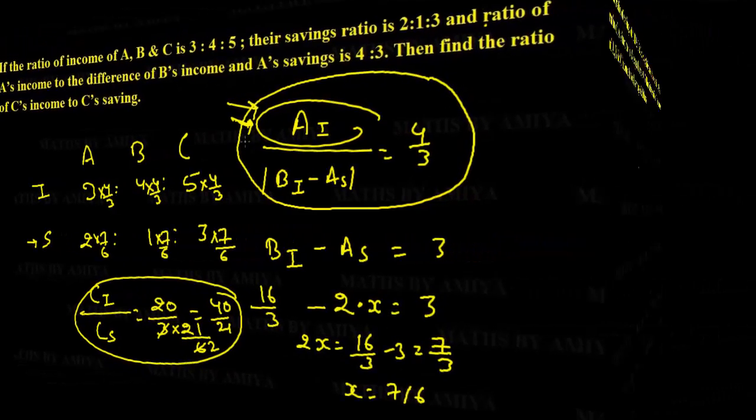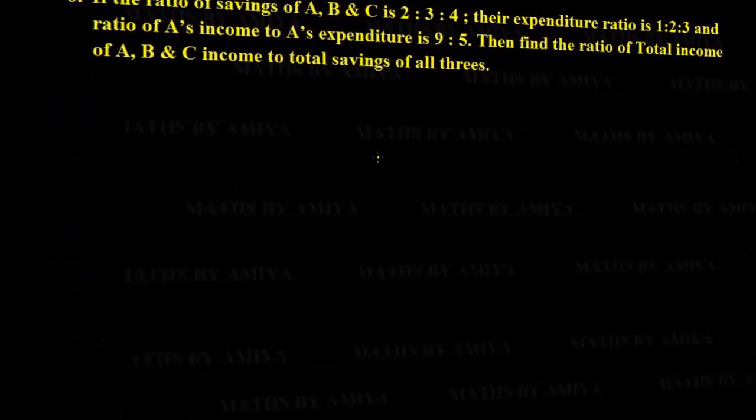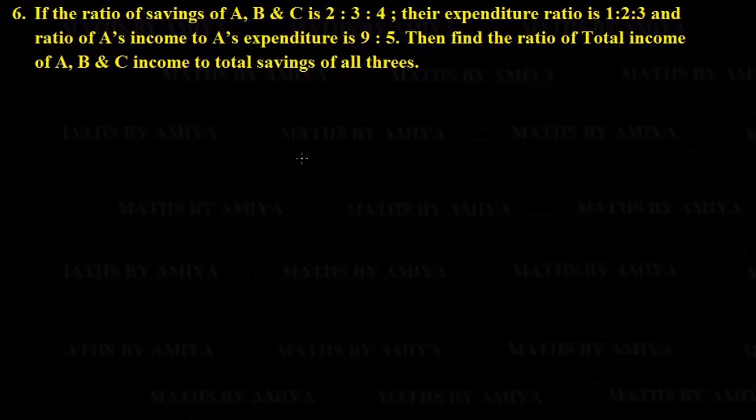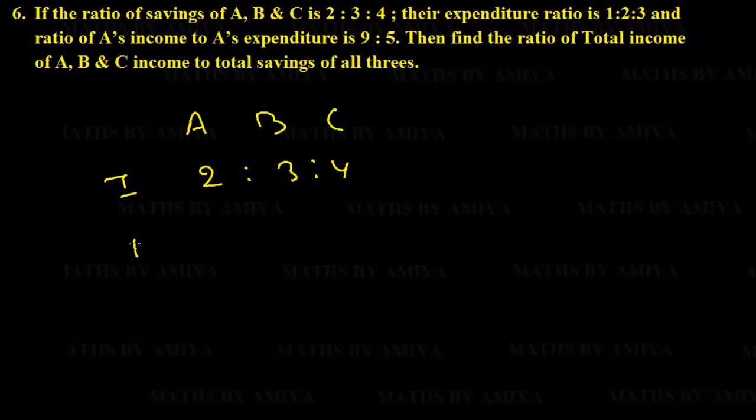Now next question. Question number 6. I would say pause the video, solve the question. I hope you have solved the question. Let's see. A, B, C incomes are given as 2 is to 3 is to 4. Expenditure ratio is given 1 is to 2 is to 3. And the ratio of A's income to A's expenditure is nothing but 9 is to 5.